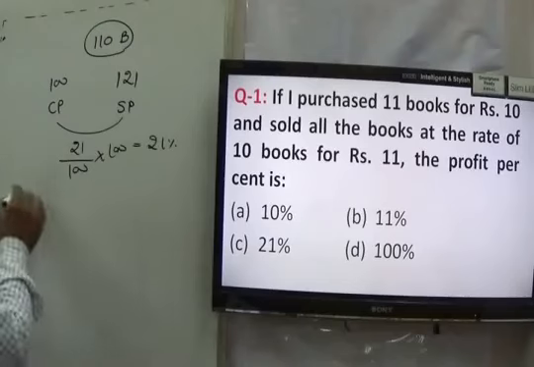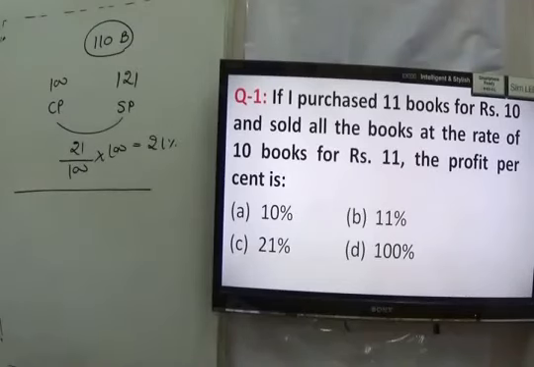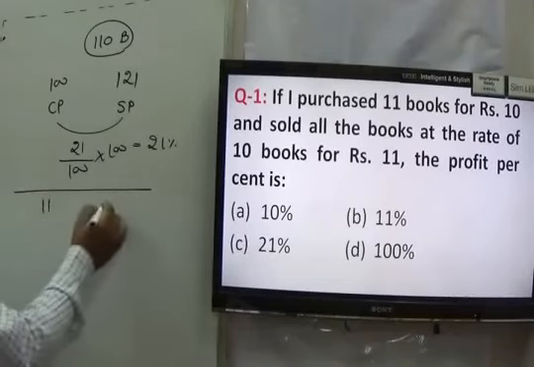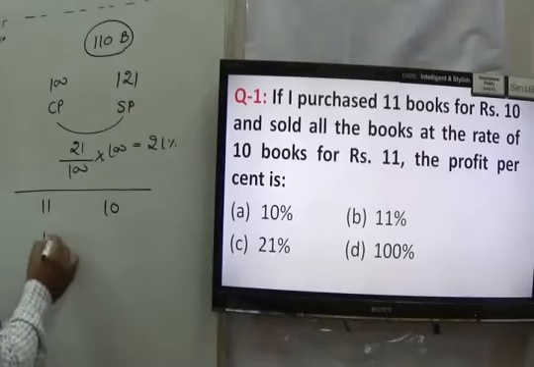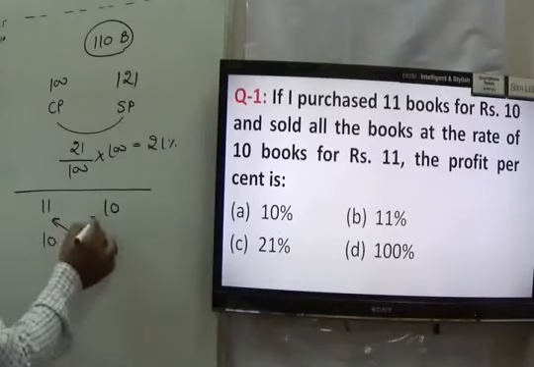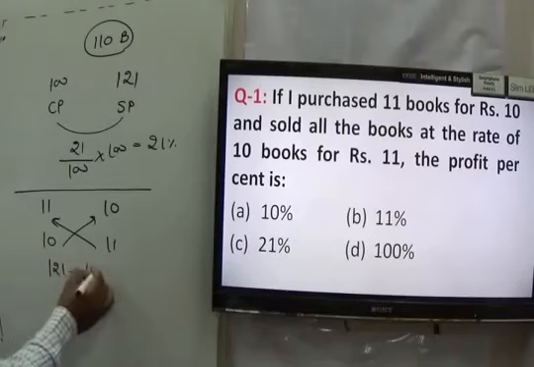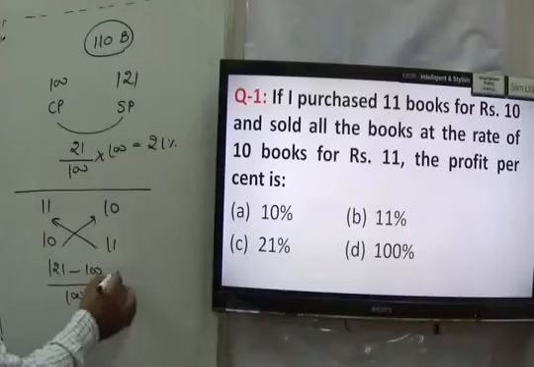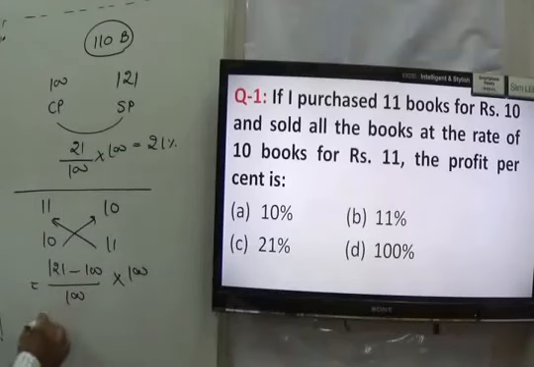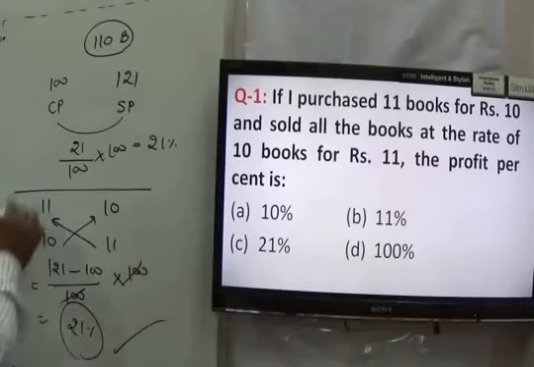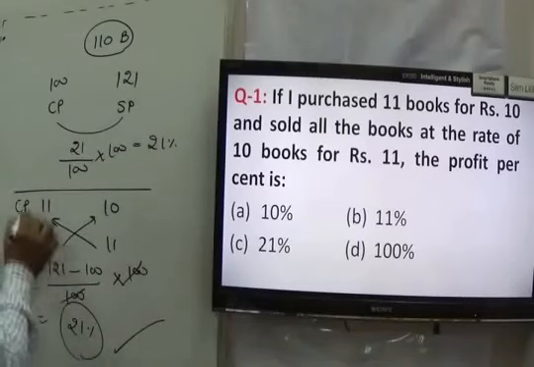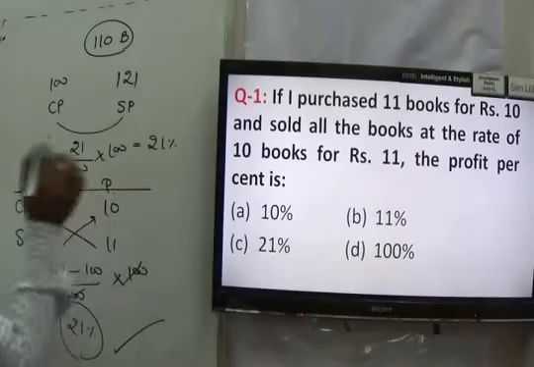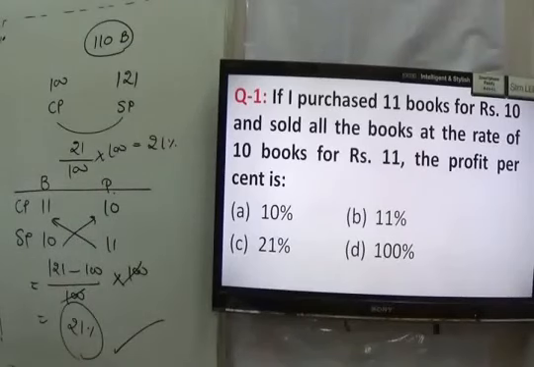In my first session on profit and loss, I also told you one shortcut formula here. Just write here books 11, price 10. Here books 10, price 11. Cross multiply, make it as 121 minus 100 upon 100. Take this value, and for percentage, multiply by 100. That makes you 21%. That becomes your answer, right? That is for CP, that is for SP. It is for books and it is for their price. Just put your question in such a way and your answer is 21%.